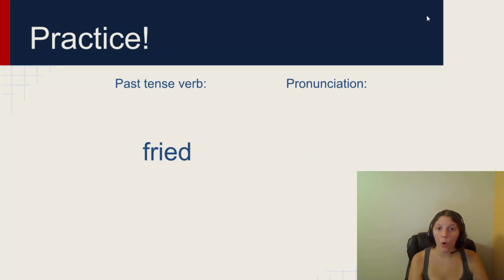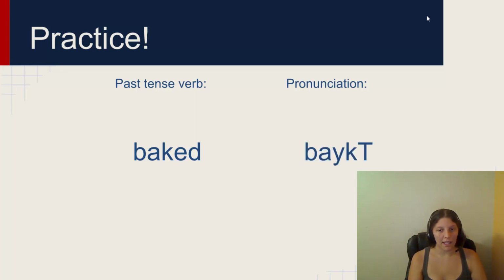Fry, that ends in a Y sound, that's a vowel sound. So remember, the vowel sounds also take the same rule as the voiced consonant sound, so it has to be fried, fried. Bluff, f. F is unvoiced, so we get bluffed. Pound ends in a D. Remember, a D is a special case, so we get pounded. And bake, k. K is voiced or unvoiced? It's unvoiced, k, k, k. Baked, baked.